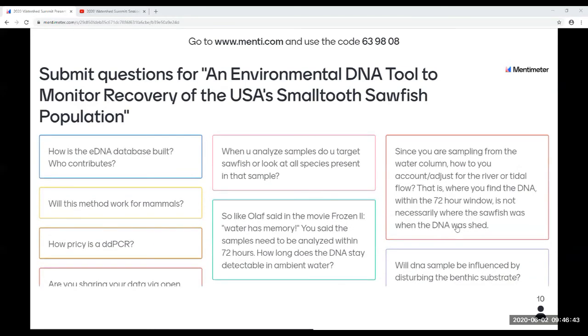Next question is, since you are sampling from the water column, how do you adjust for river or tidal flow? That is where you find the DNA within 72 hours. So really, when you talk about the river flow or tidal system, that's going to be a physical oceanography question, and that could be done with more research.